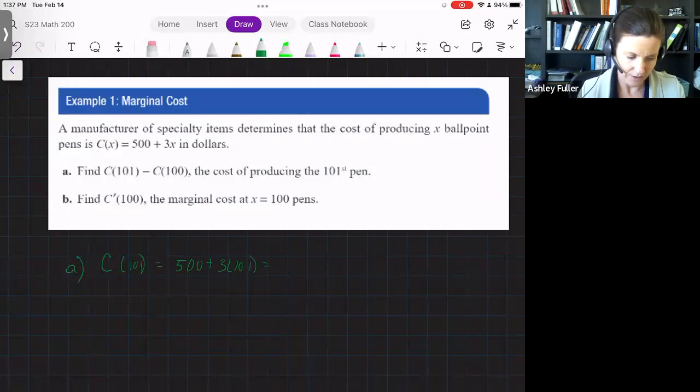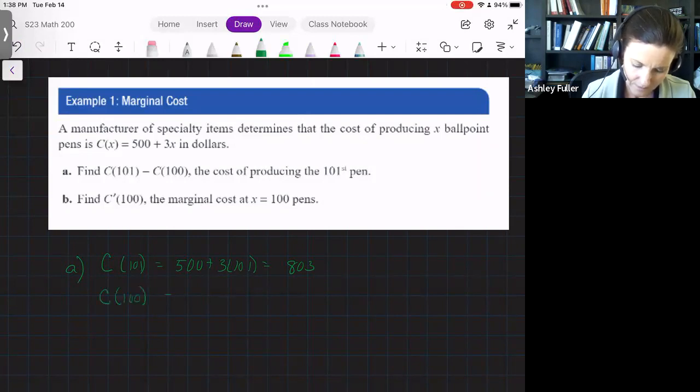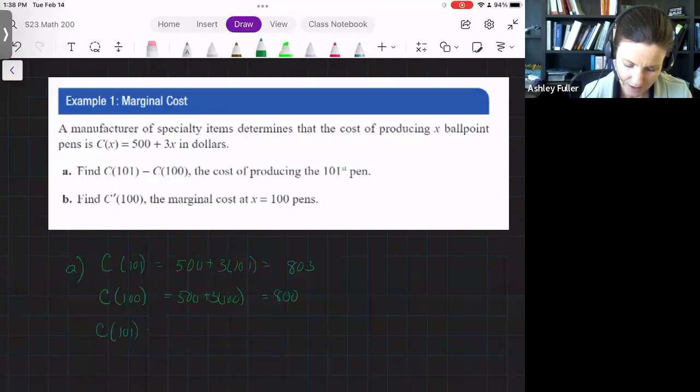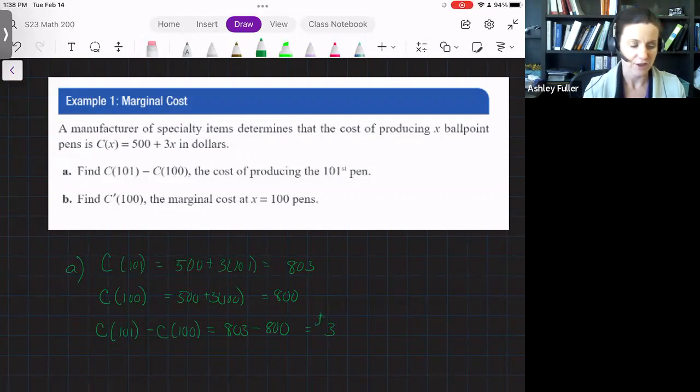And we get a value there of 803. And then if we calculate C of 100 in this case, we'll do 500 plus 3 times 100. We're going to get 800. Therefore, our change in cost from 100 items to 101 is 803 minus 800. So when the production increases from 100 to 101 items, it's a change of $3. The cost of producing that 101st pin is therefore $3.